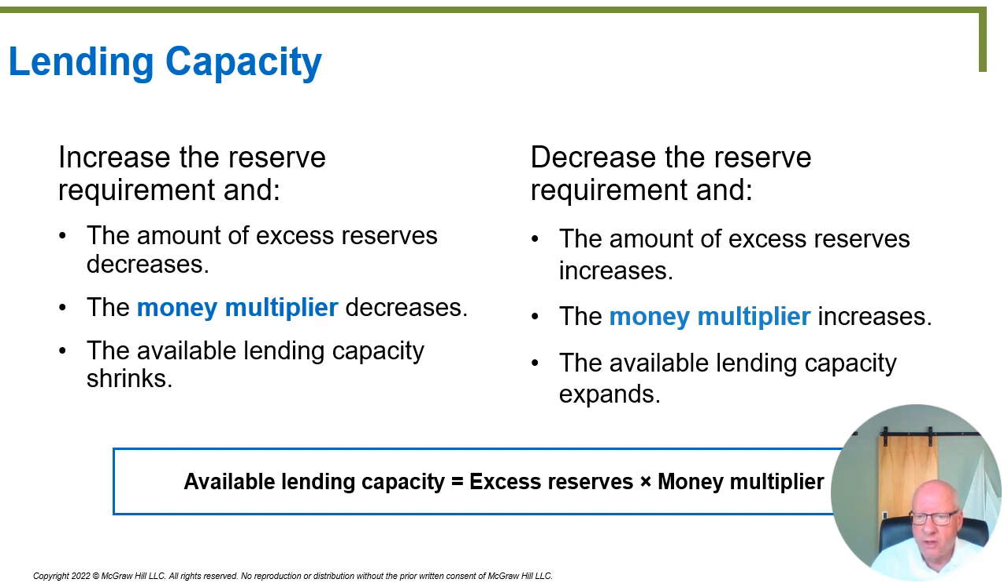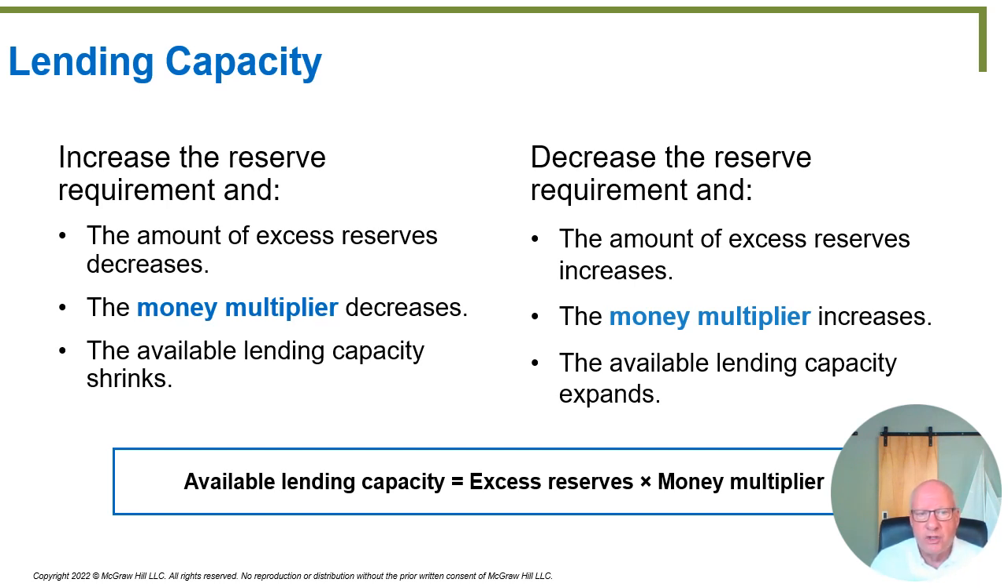So remember the formula for the money multiplier. That was 1 over the reserve requirement. So if the reserve requirement is 20%, 1 divided by 0.20 is 5. So the money multiplier would be 5. 5 times the excess reserves. In the example we did, we had 15 billion in excess reserves. So 5 times 15 would give you the total amount of actual lending capacity.